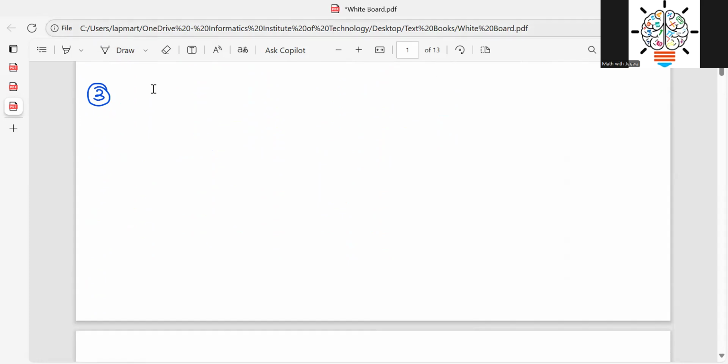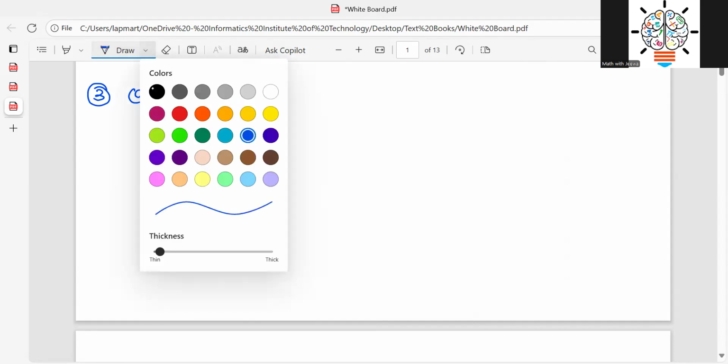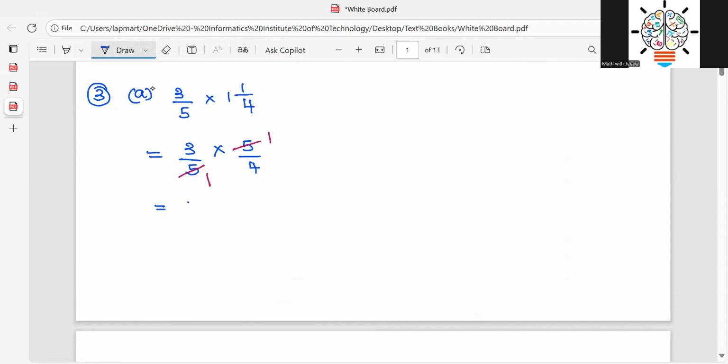And then the third one, part A, we have 3 over 5 multiplied by 5 over 4. So then here I write 3 over 5, 5 over 4. So then I can simplify these, 5 times 1 and 5 times 1. So then what will be the answer? It is 3 over 4.